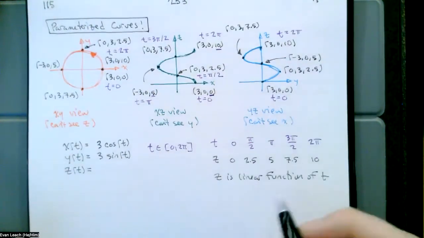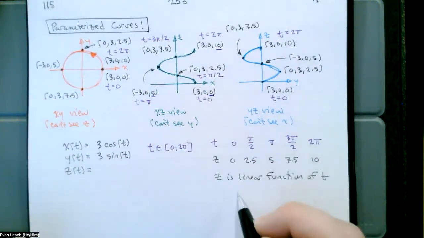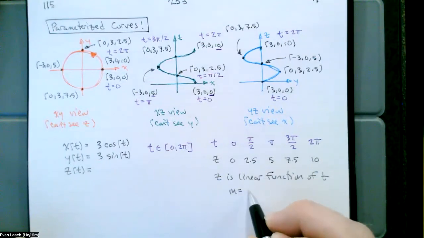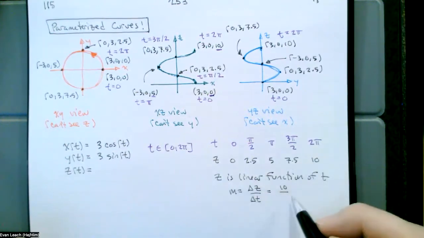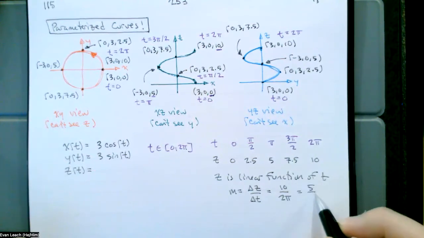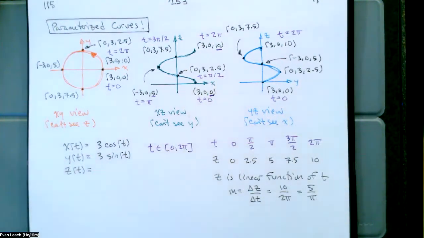So all we need to figure out now is the slope. It's a linear function of t, and the slope is the change in z divided by the change in t. Z increased by 10, while t increased by 2 pi. Z is a linear function of t with a t-intercept of 0 and a slope of 5 over pi.